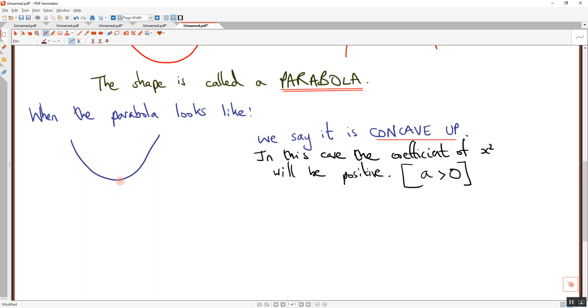Now, make sure when you're drawing these, you do them nice and smooth. This point on our parabola is called the vertex.